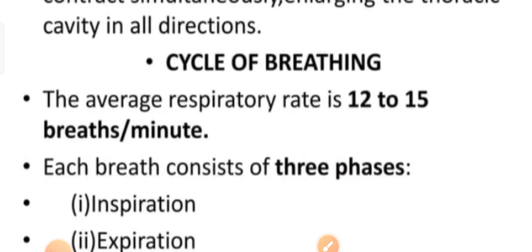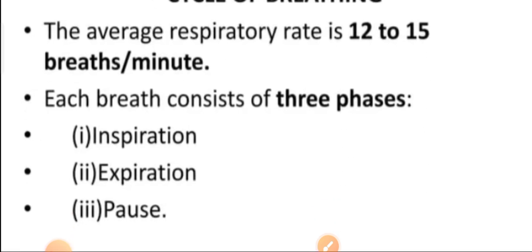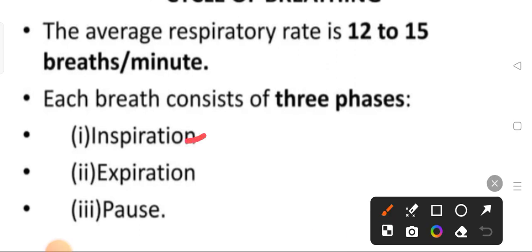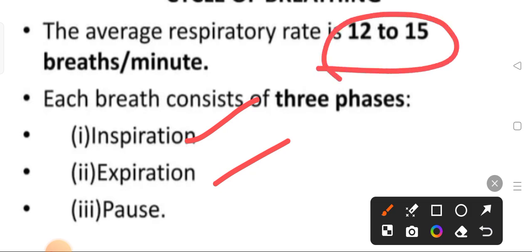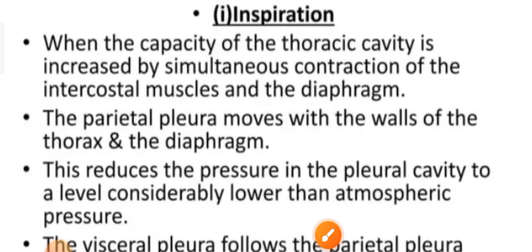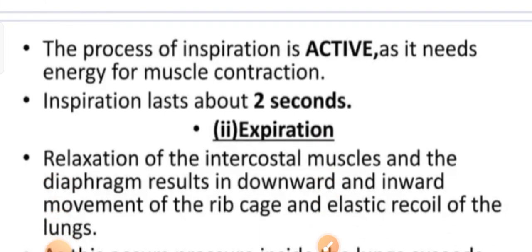Cycle of breathing. The average pulmonary respiratory rate is 12 to 15 breaths per minute. Each breath consists of three phases: inspiration, expiration, pause. You have to keep that in mind. Inspiration, expiration, pause, 12 to 15 breaths per minute. This is the average respiration. Inspiration lasts about 2 seconds.